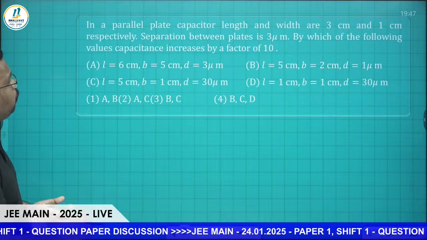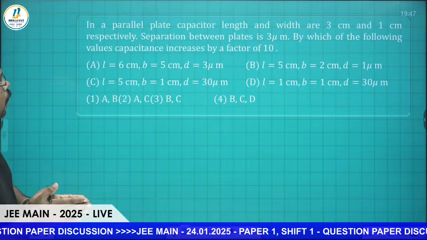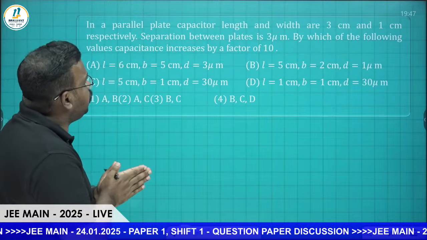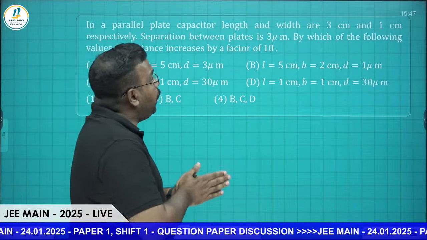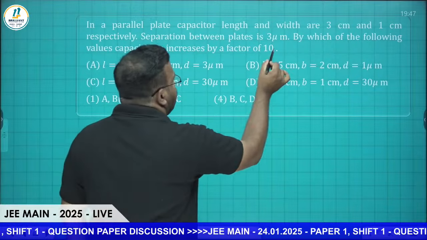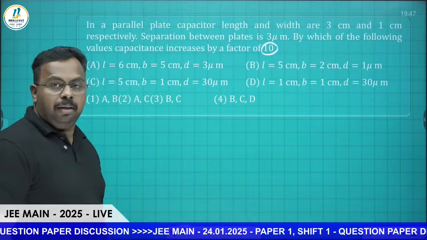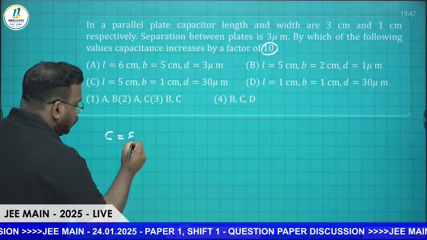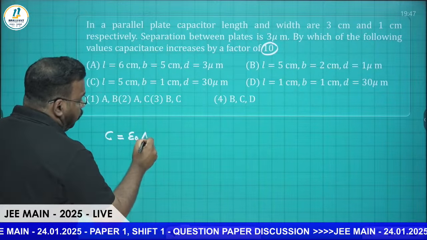In a parallel plate capacitor, length and width are 3 centimeter and 1 centimeter respectively. Separation between the plates is 3 micrometer. By which of the following values the capacitance increases by a factor 10? So you know the formula for capacitance of a parallel plate capacitor. It is equal to epsilon naught A by D.